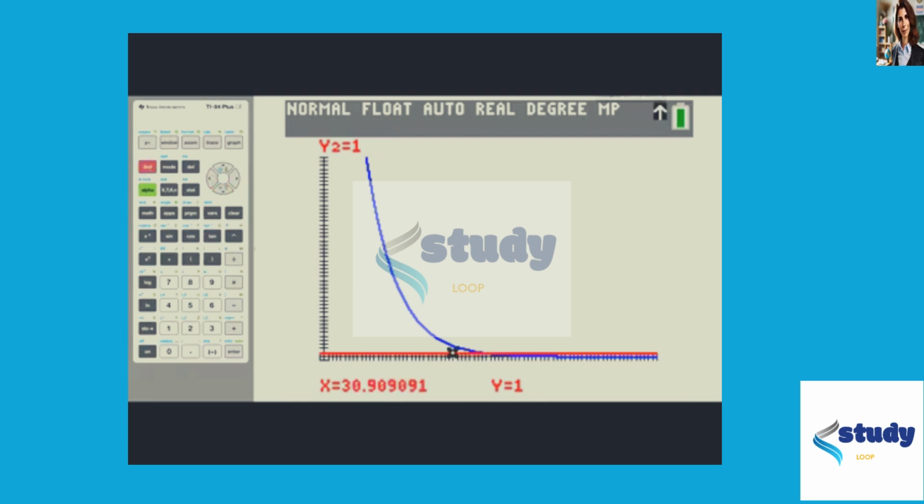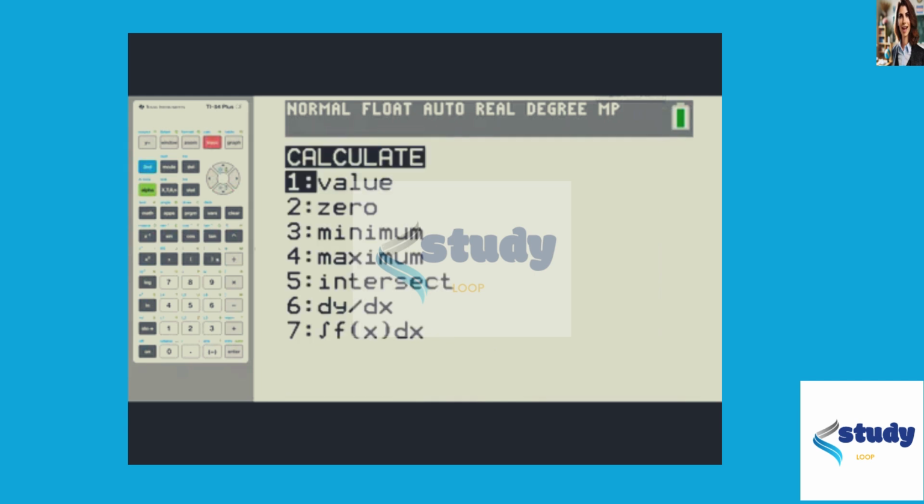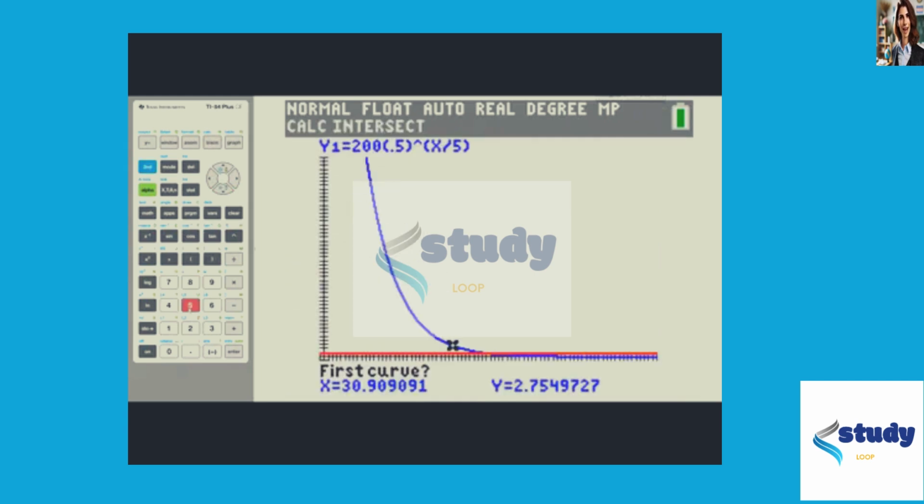So we can go into the Calculate menu, choose number 5, Intersect. Put the cursor on the first curve, press Enter. Put the cursor on the second curve, press Enter. And then move the cursor over to the intersection point, press Enter. And what we get, you can see at the bottom of the screen, is about 38.2. So that tells us that it takes about 38.2 days for the substance to be down to just 1 milligram remaining.